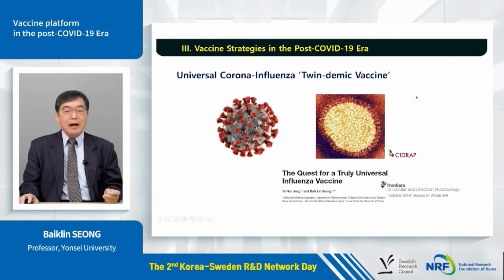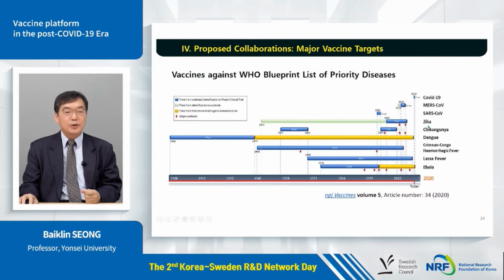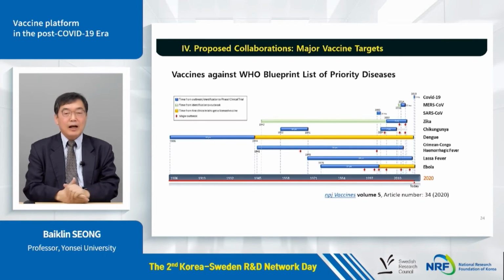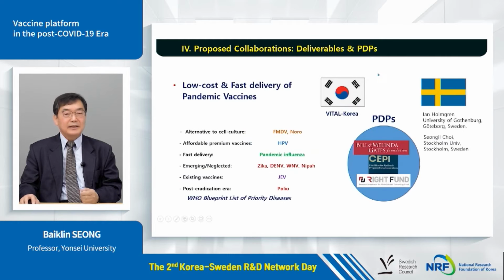And I have developed a universal influenza prototype in my laboratory, as exemplified by the recent article, The Quest for a Truly Universal Influenza Vaccine. Now, our task is to develop a common vaccine platform assuring fast delivery in a low-cost manner, which could be applied to the various vaccines of various viruses as stipulated in the WHO blueprint list of priority diseases.